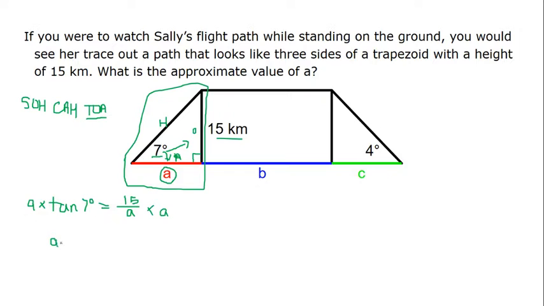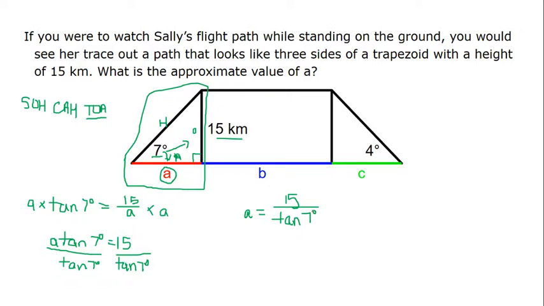So now I have A tan 7 degrees equals 15. Well, I'm trying to solve for A, so I want my A value all by itself. So I'm going to go ahead and divide by the tangent of 7 on both sides. So now I have that A equals 15 divided by tangent of 7 degrees.